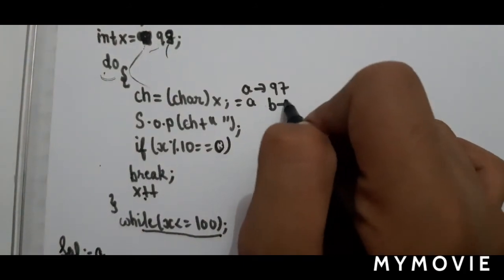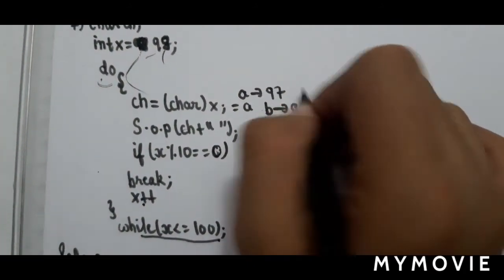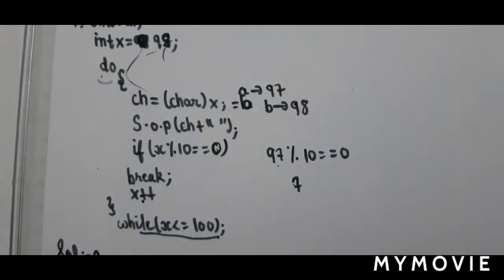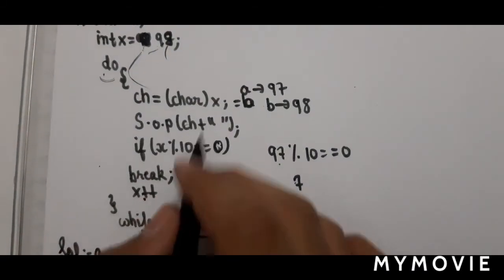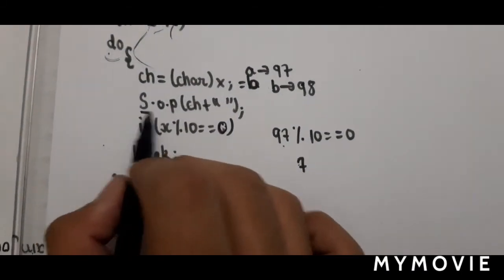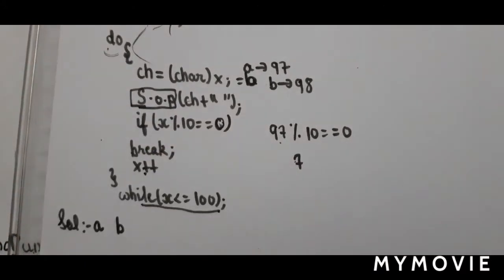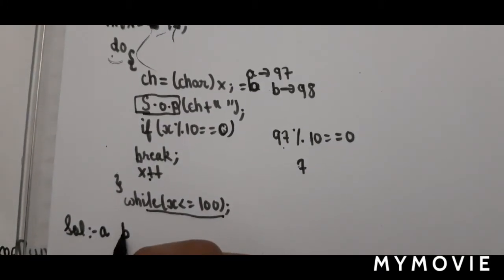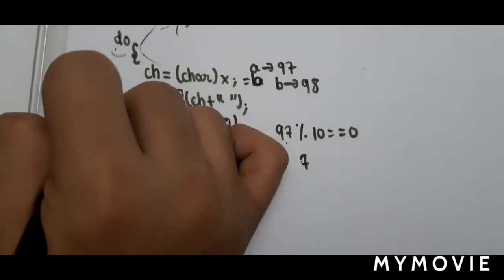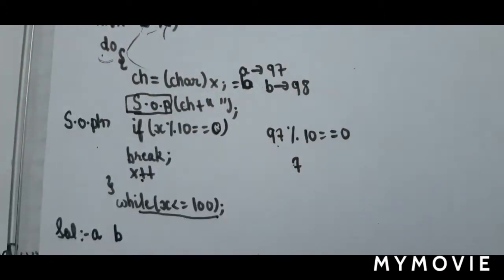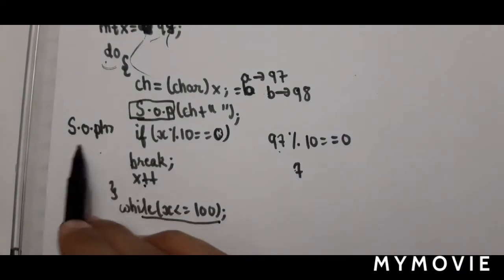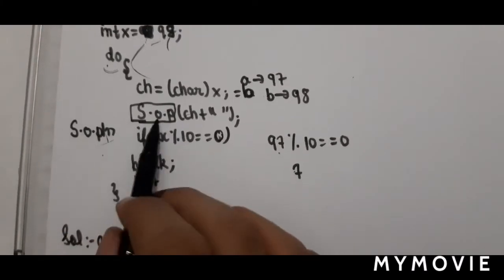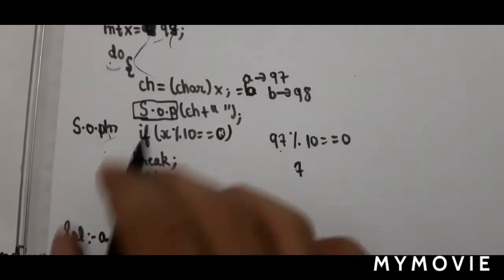So now b's ASCII code is 98. So here ch value becomes b. So it comes and prints ch, which is b. So friends, see here, this is System.out.print. In System.out.print, it does not print in the next line, it prints in the same line. When we are provided with System.out.println, then it prints in a different line. So here we are not provided with ln, only print, so it prints the output in the same line.